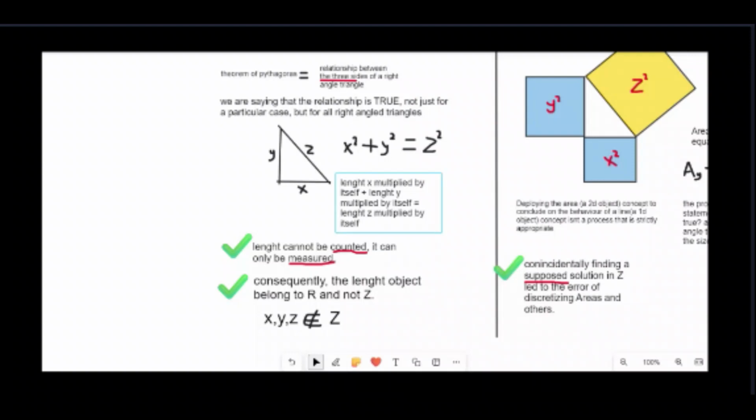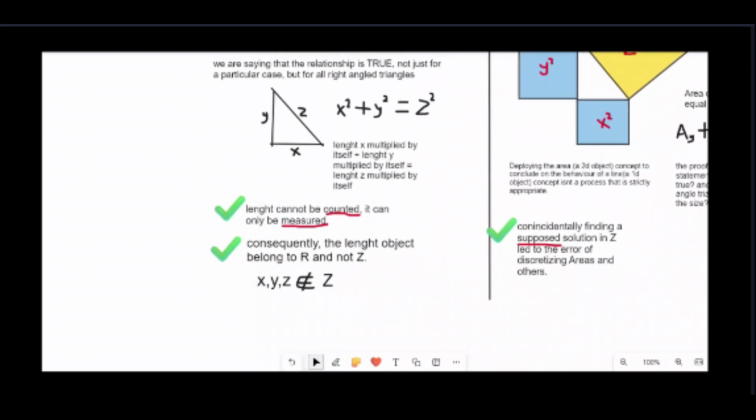By definition, this reads the length x multiplied by itself, that is x squared, plus the length y multiplied by itself, gives you the length z multiplied by itself. So we are talking about length multiplying itself. Length multiplying itself, don't forget.